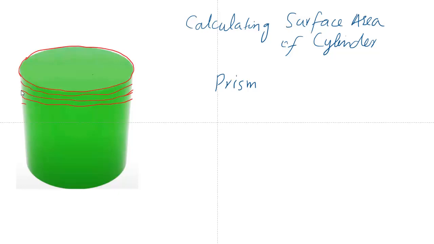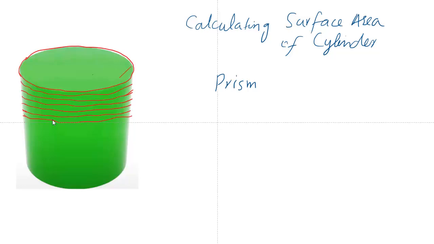These are not so smooth slices because I'm using the pen on the computer. But if you use a knife, all the slices would have the same shape and the same size. So it means this cylinder, which is a 3D shape, is a prism.